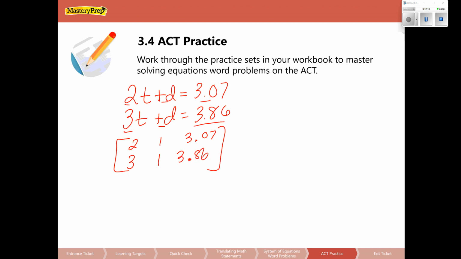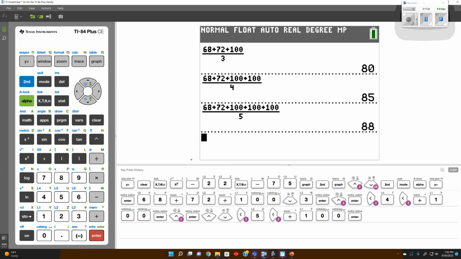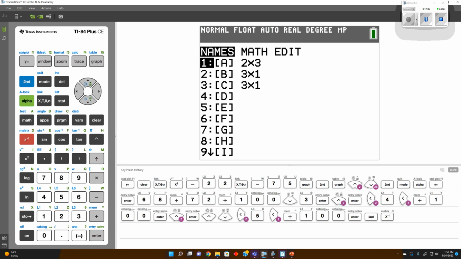And we can use the graphing calculator to solve this. The way that we can do that with the graphing calculator is entering it as a matrix and using our REF. So the first thing we can do is type it in as a matrix. Now to do that, we're going to do second matrix, second x to the negative 1.